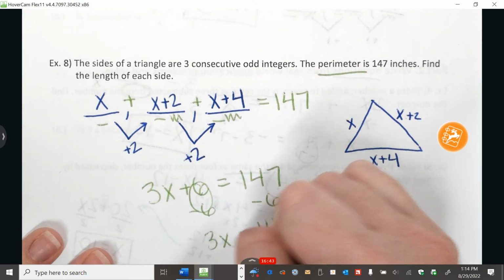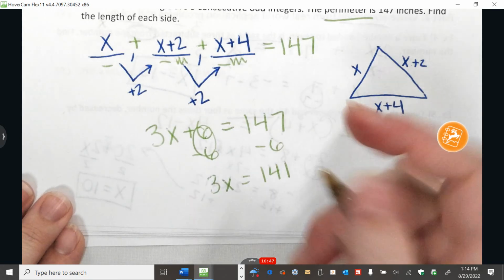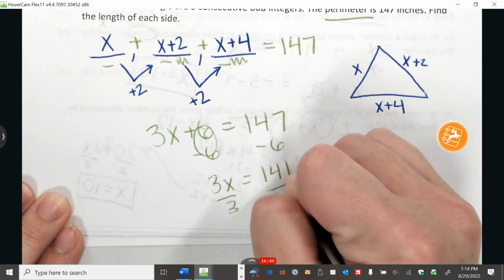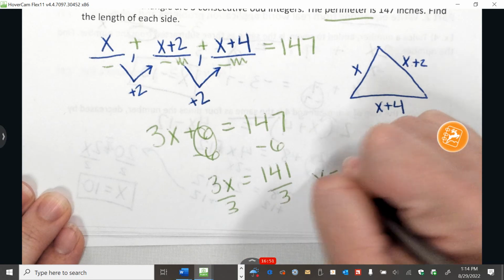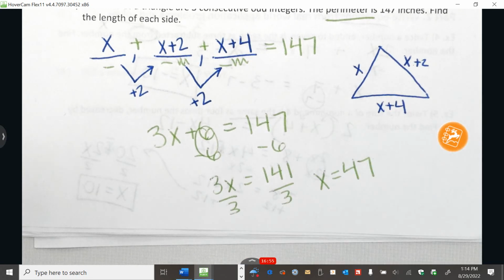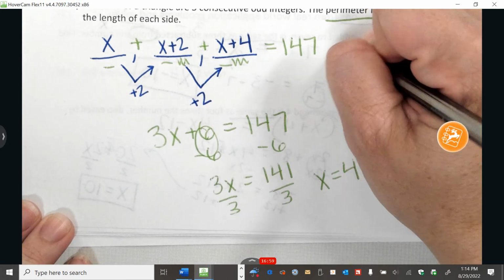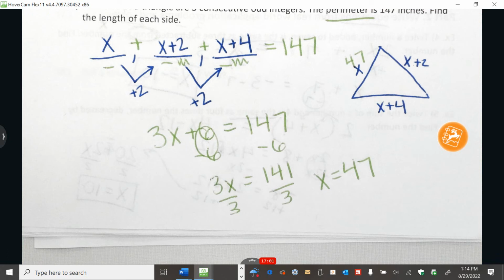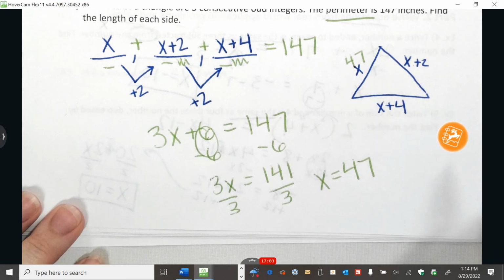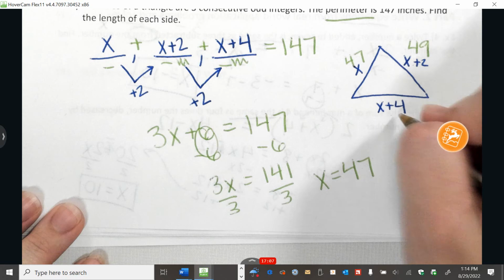So that gives me 141. Then I divide both sides by 3, and what do I get? 47. Is 47 an odd number? Yes. So are we okay? Yes. So if x is 47, this side is 47. But what's 47 plus 2? And what's 47 plus 4?